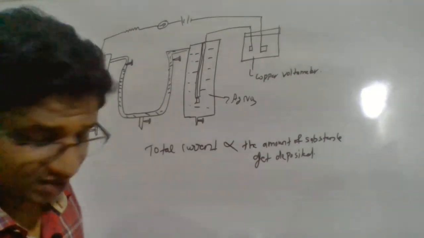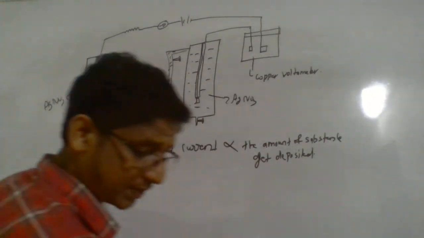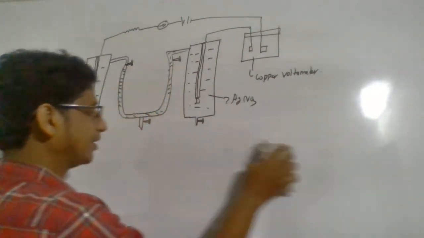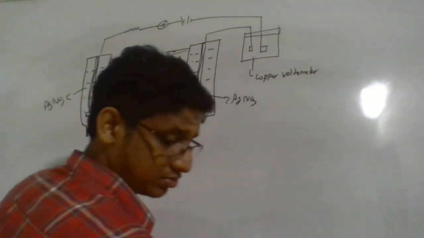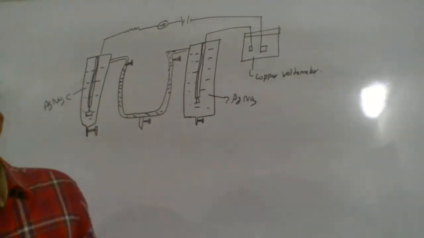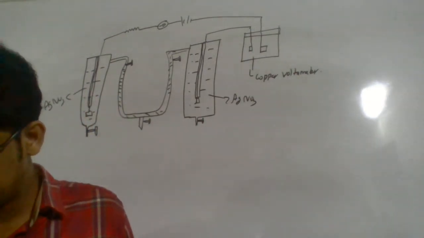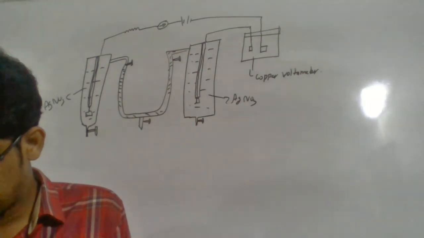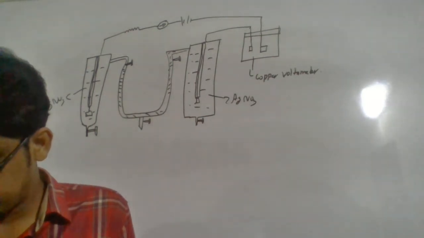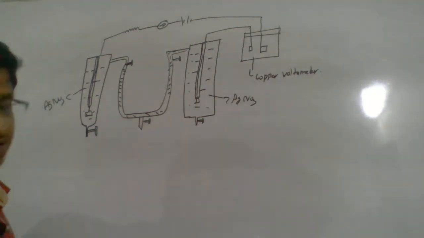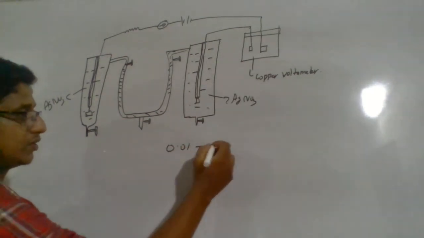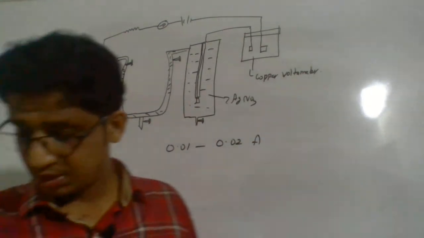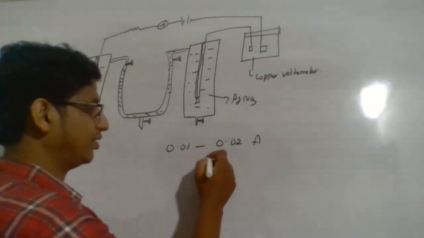So now let us discuss the theory part, how we are calculating, the calculation part related to this experiment. Here, dilute silver nitrate solution is filled in the electrodes, and electrolysis will be carried out with a current of 0.01 to 0.02 ampere, which is passed through the solution for almost 2 to 3 hours.